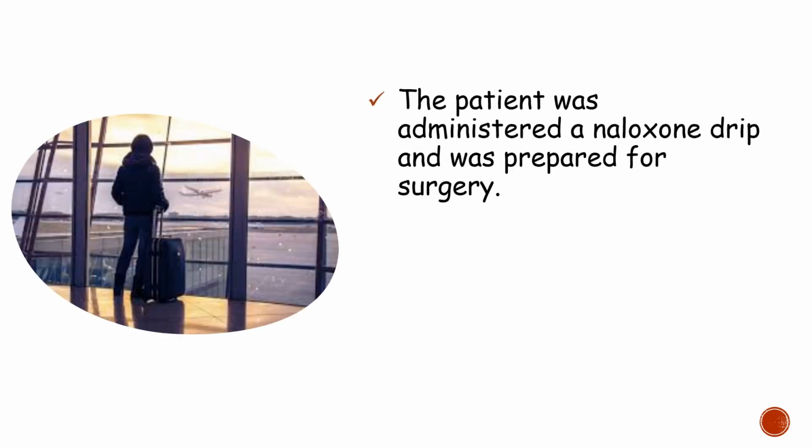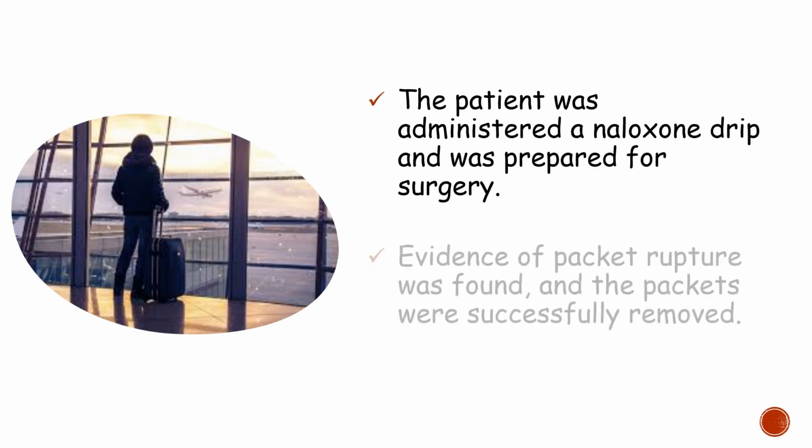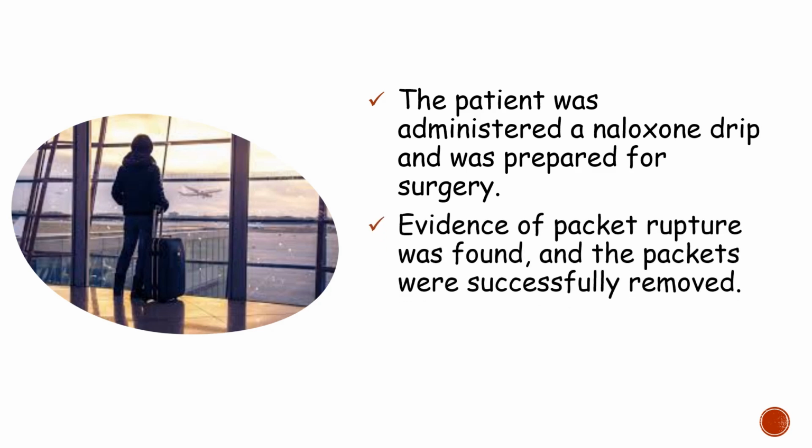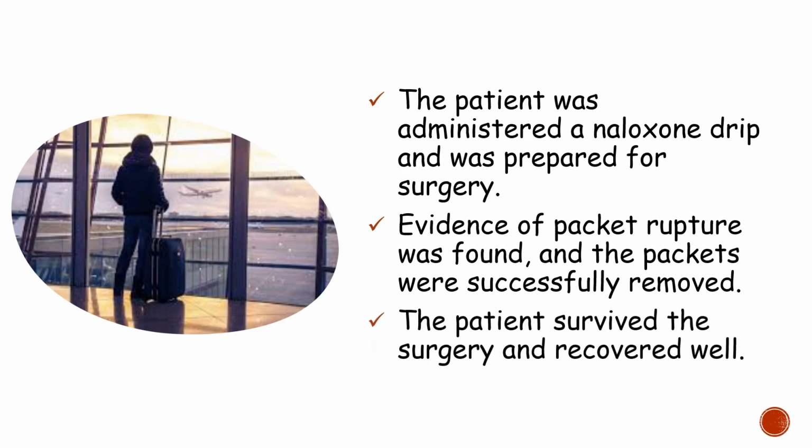So before we end, let's see what happened to our patient. The patient was administered a naloxone drip and was prepared for surgery. We saw that he had a heroin intoxication. There was evidence of packet rupture inside the abdomen and the packets were successfully removed. The surgery went well and he recovered.